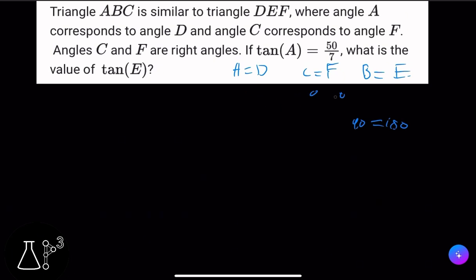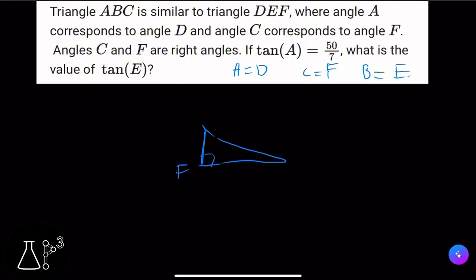So let's read the information that's given right now. I'm given that tangent of A equals 50 divided by 7. So I'm going to draw a right triangle, right? We're given that C and F are the right angles. So I'm just going to write C because it corresponds to F. Actually, I'm going to draw F because that's what we're looking for. And remember, A equals D, so I can say that tangent of D is 50 divided by 7.